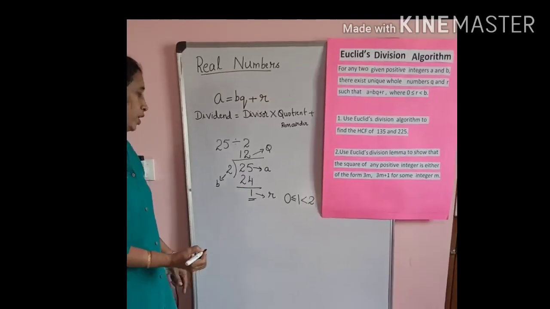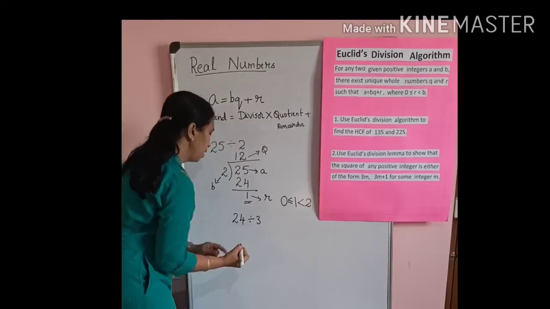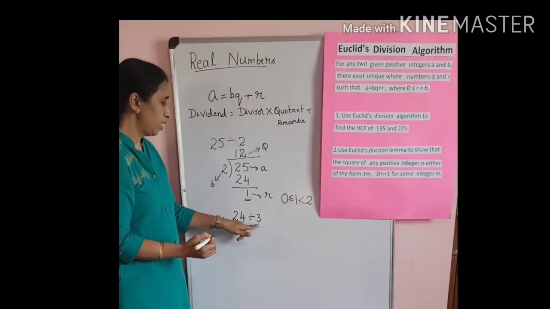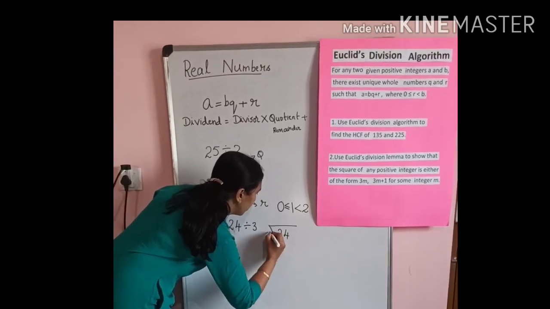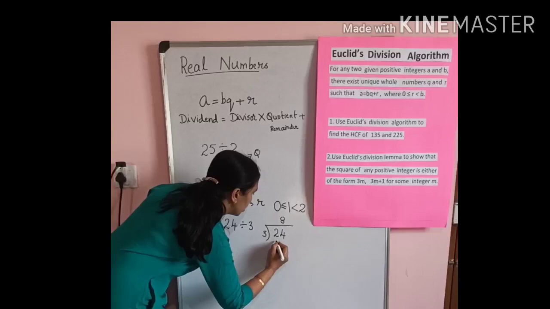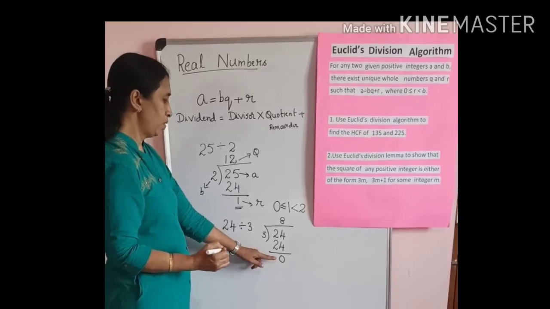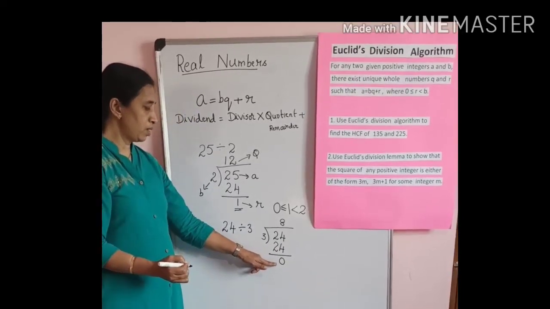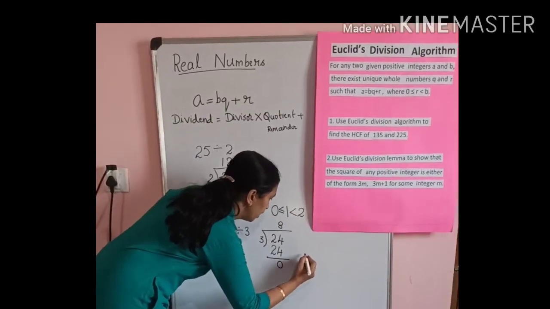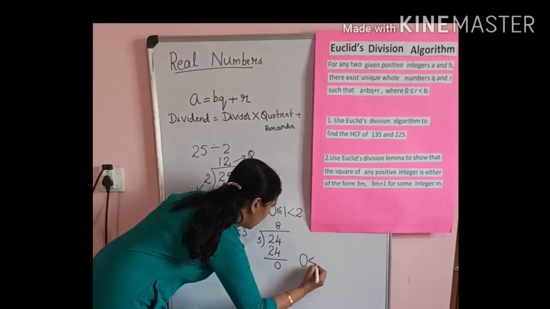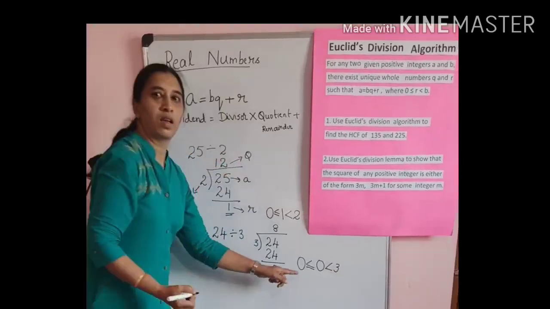Now we will take one more example, 24 divided by 3. Here we have 24 as dividend and 3 as divisor. If you divide 24 by 3, we get 8 as quotient and we will get remainder as 0. Now here, if you see the remainder 0, it is less than the divisor 3. So we can write the condition as 0 is equal to 0, less than 3.